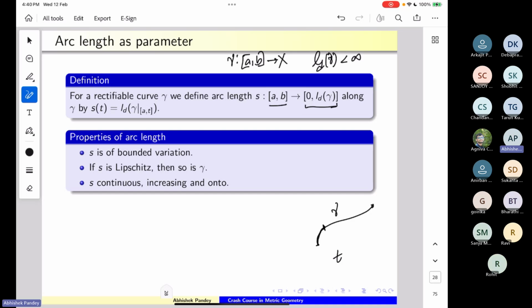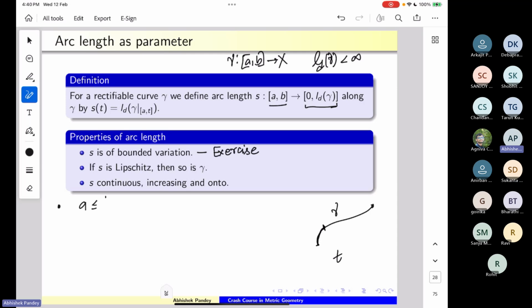So there are some properties of s. This is known as the arc length function. First, s is of bounded variation. This is easy to establish, just try to do this one. Second, if s is Lipschitz, then so is gamma. So for the second property, we have that.